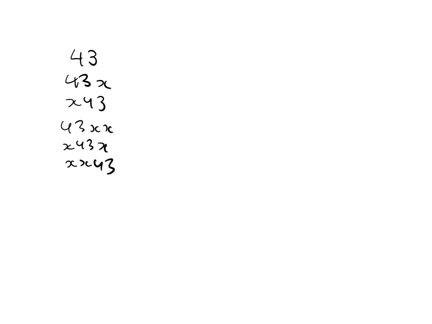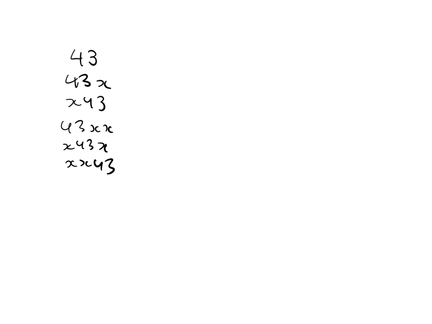But this one, let's work it out. So there could be 43. There could be 43x. There could be x43. There could be 43xx. There could be x43x. There could be xx43. That's it, because it's only 4 digits, which is annoying to think about, because the first 10,000 is like 5 digits.